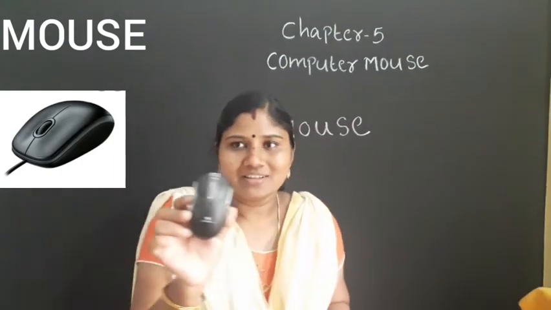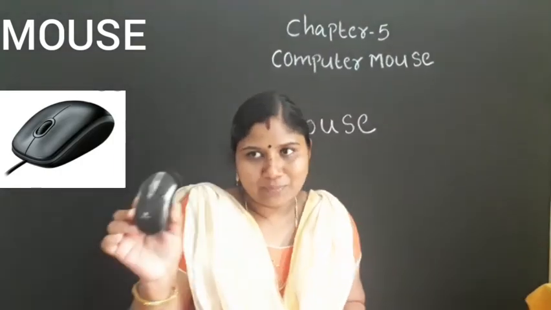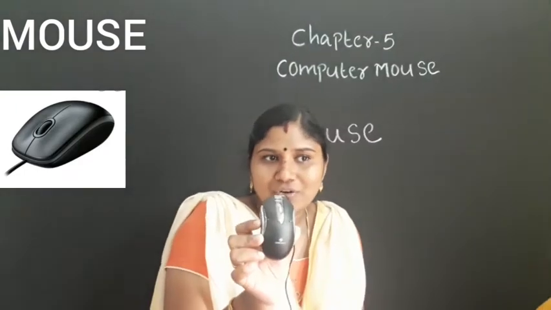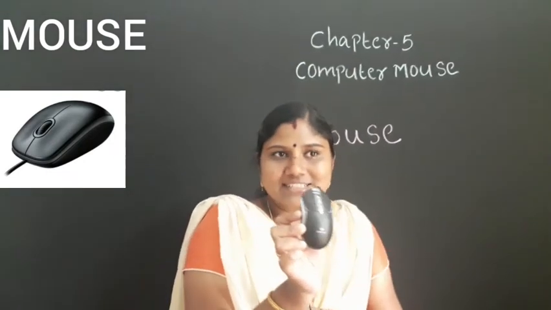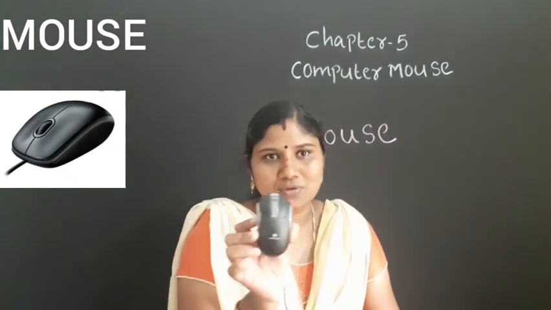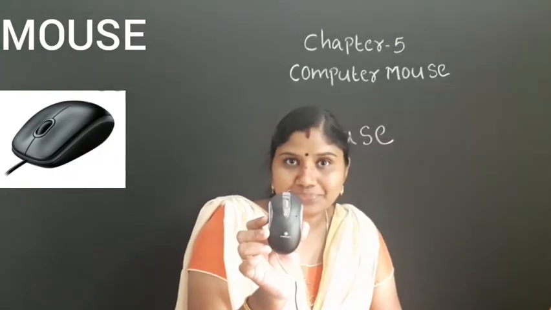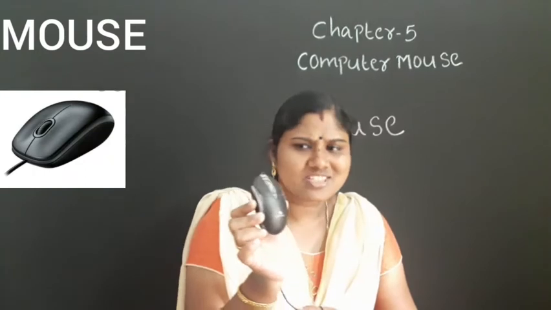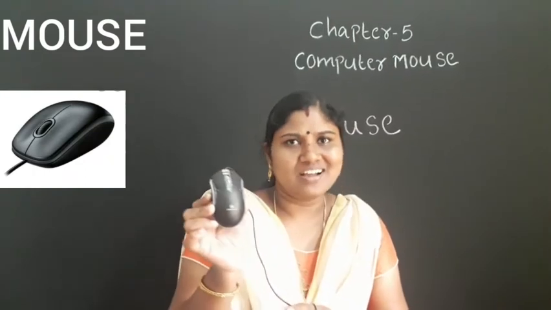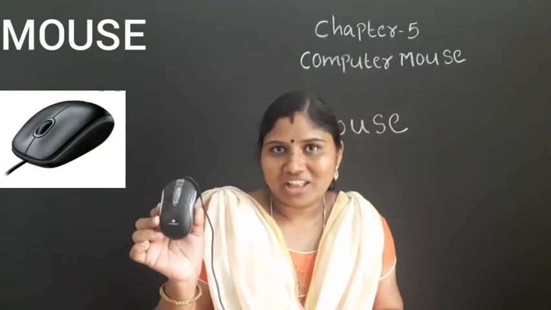Look carefully. This is a computer mouse. This is one of the important parts of the computer. Okay, all of you understand? What is this? This is mouse. Look carefully. What is the shape of mouse? Is the shape similar to an egg? Yes. The shape of mouse is oval.